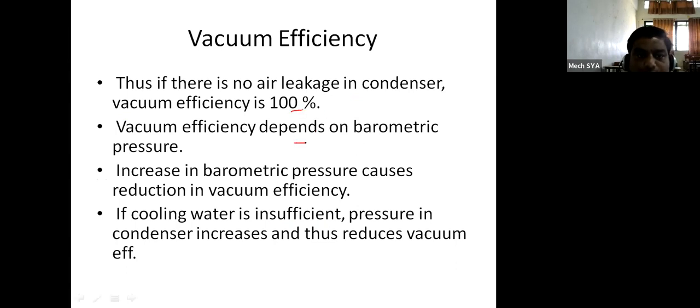Vacuum efficiency also depends on the barometric pressure. An increase in barometric pressure causes a reduction in vacuum efficiency. If the cooling water is insufficient, the pressure inside the condenser increases, and thus the vacuum reduces.